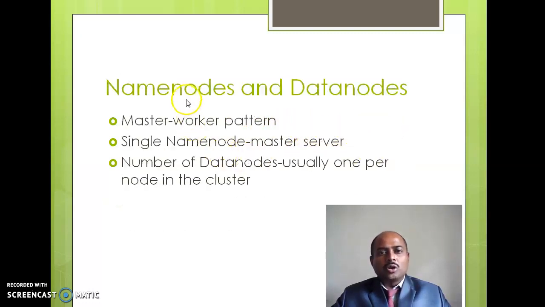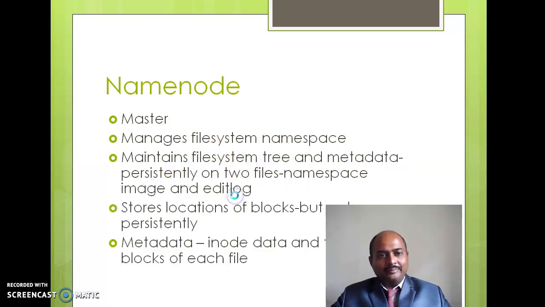Next are the name nodes and data nodes. It follows the master-worker pattern: a single name node, the master server, and a number of data nodes, usually one per node in the cluster. The name node, the master, manages the file system namespace, maintains the file system tree, and stores metadata persistently on two files, the namespace image and the edit log.